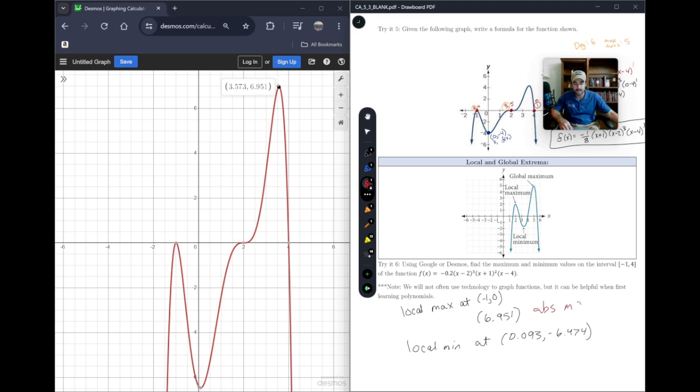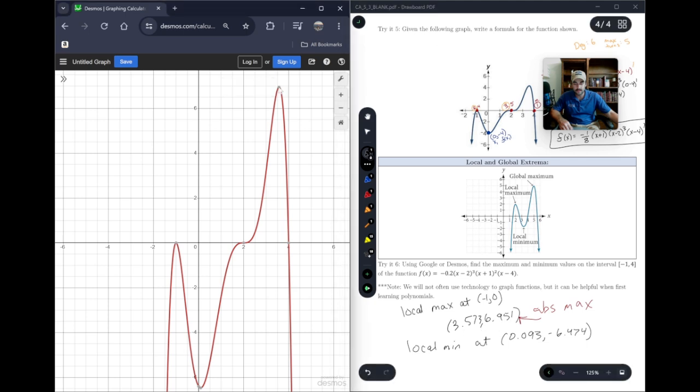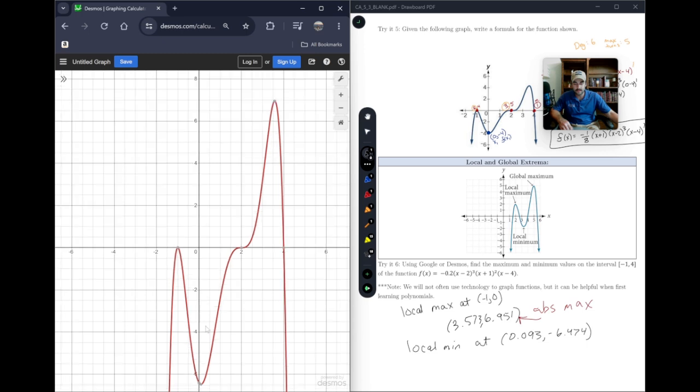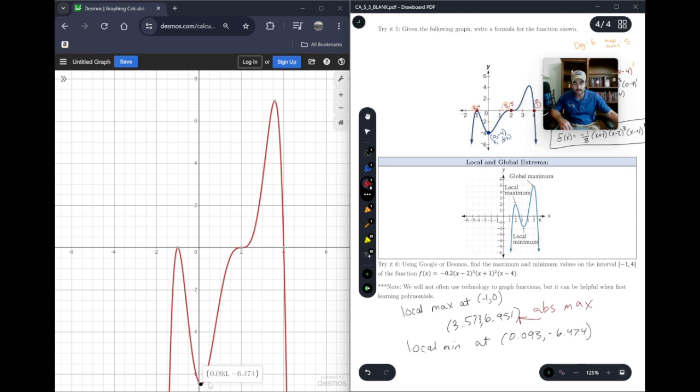Absolute max occurs at that spot we already talked about, which was 0.65, 3.573, comma. That is a local max and an absolute max because it's the tallest point it goes to right up there. And then we've got a local max down here, but it's not absolute because it doesn't go all the way up. And then we've got a local min way down here. And because it doesn't go any lower than that, remember we're excluding the other sides, we've got an absolute min at the exact same spot. Awesome.